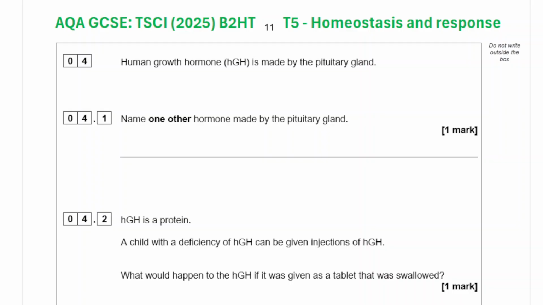Now, ADH is another hormone that is produced by the pituitary gland. It's called antidiuretic hormone, the hormone that is used to maintain water balance in your body. You can also write FSH, follicle stimulating hormone, or LH as well, luteinizing hormone.